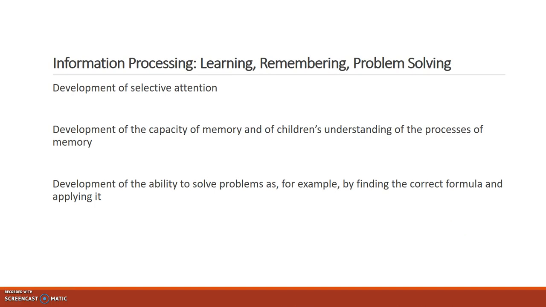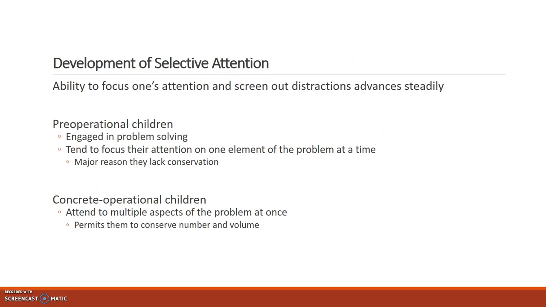Okay, so here in this stage are some key things that start to happen in this stage of cognitive ability. We start to develop selective attention. All right, we'll talk about that more in a little bit. The capacity of our memory and the understanding of memory processes increases, and we start to develop the ability to solve problems. For example, finding the correct formula to solve a problem and apply it.